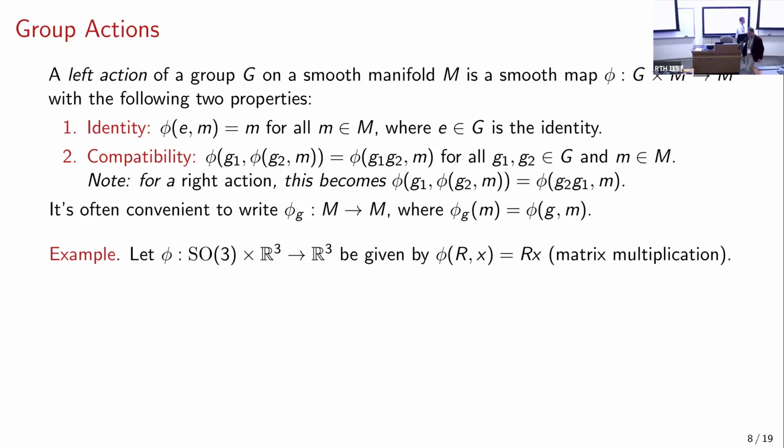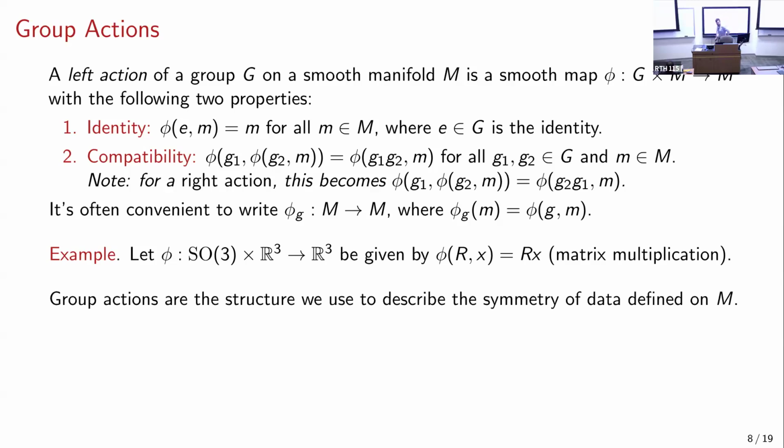If I define this action instead as R transpose X, you could imagine then phi of R2, phi of R1, X would look like R2 transpose R1 transpose X, which when you transpose, you also flip the order of the matrices. So you get R2 R1 transpose. I'd have to write out the details, but I hope that answers your question.